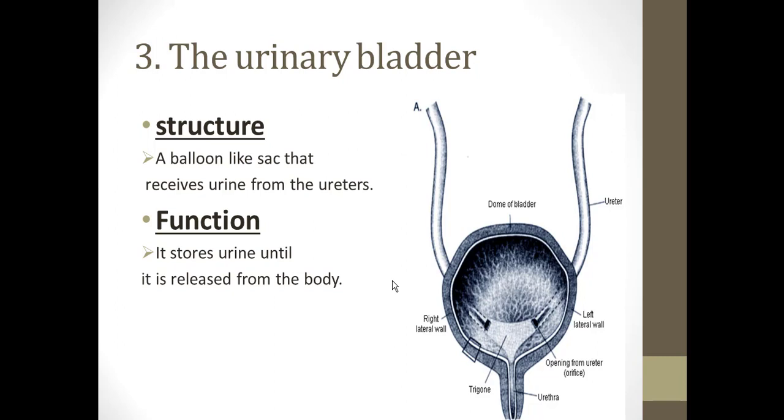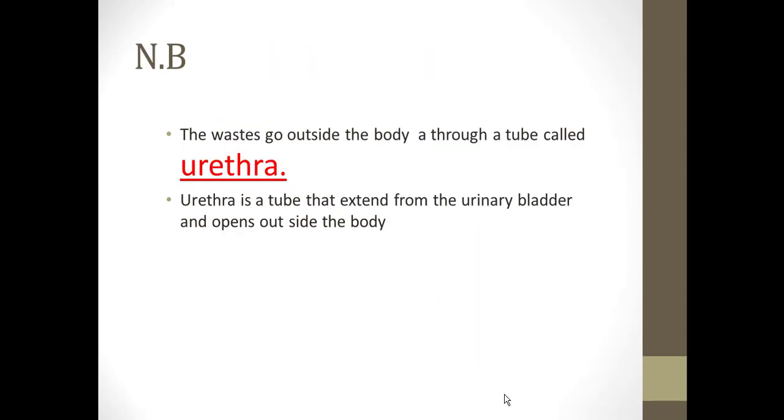Where is your urine stored? It is stored in the urinary bladder. When it is full of urine, you feel that you need to go to the toilet. The urine goes out from the urinary bladder through an opening which is called the urethra. The urethra is a part of the urinary bladder, and it also looks like a tube. So I can say that the urethra is a tube that extends, meaning comes out, from the urinary bladder and opens outside the body.